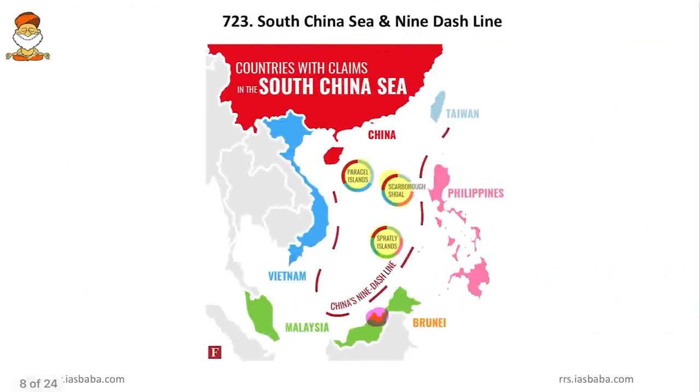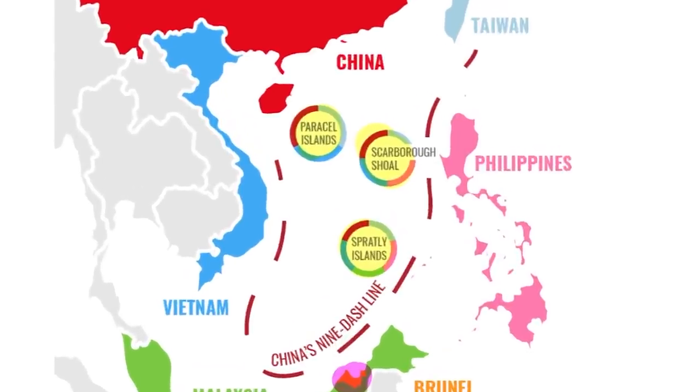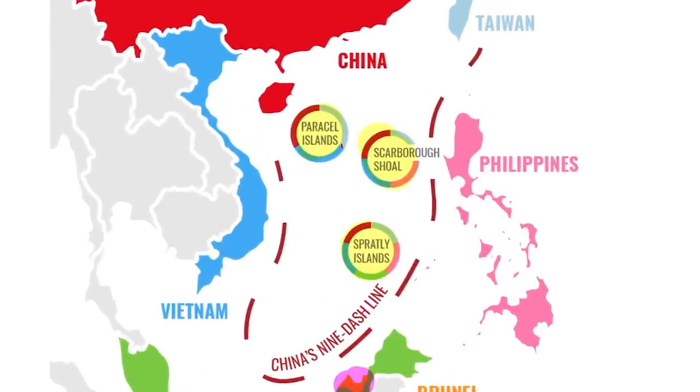Then come to the next one, the map work. First one, the South China Sea and the nine-dash line. So friends, the South China Sea was in the news because of the International Court of Arbitration's decision over it, which China disobeyed. Now we look into the map, and here we have the Paracel Islands. Friends, the Paracel Islands are being disputed by China, Vietnam and Taiwan. So these three nations are disputing the Paracel Islands.